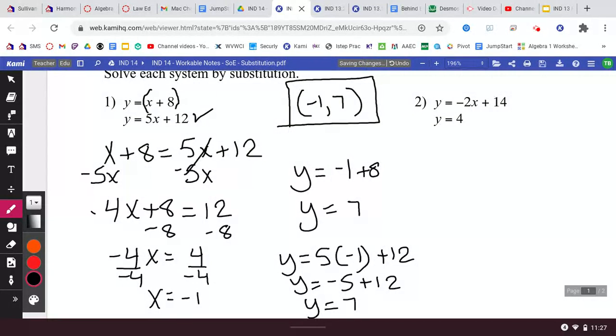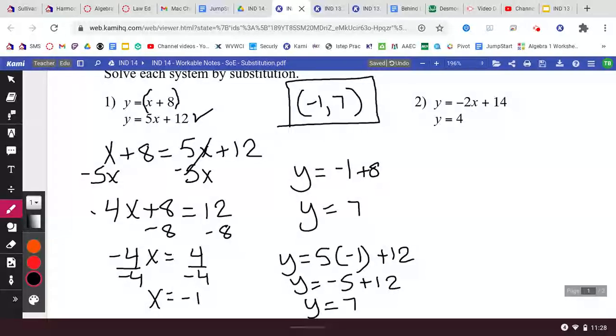And the reason is because since this is a solution to the system, it means it's the solution to both equations. So it's going to match no matter what, okay? I just picked x plus 8 because it was a little bit easier. And we'll talk about here in a little bit when it's even easier to pick certain ones, okay?